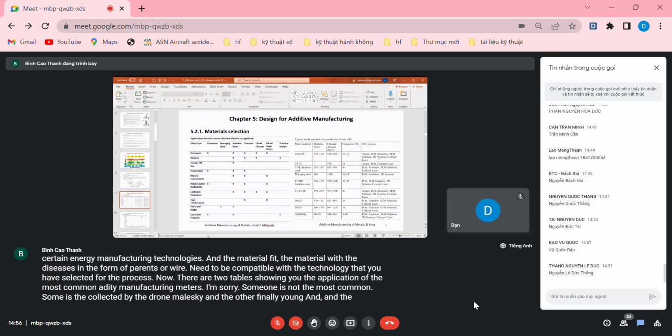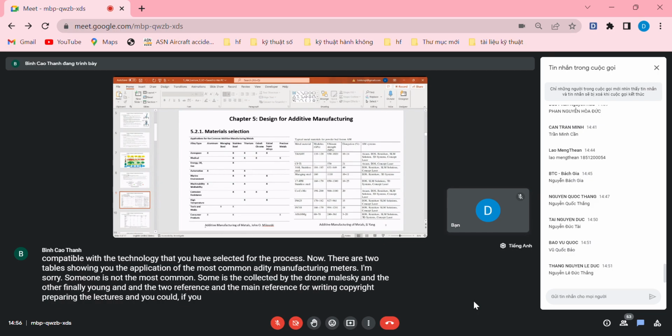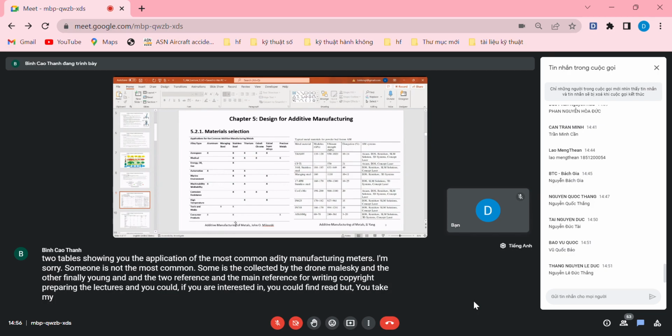And these are the two main references used for preparing the lectures. If you are interested, you could find and read them, but it takes quite a long time to do that. But you are encouraged to do so.